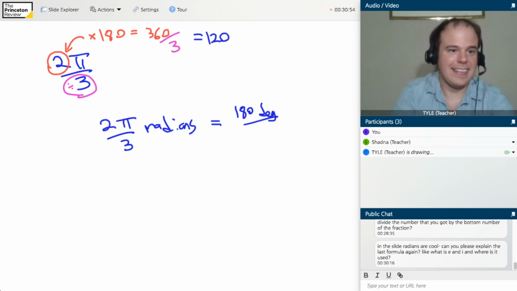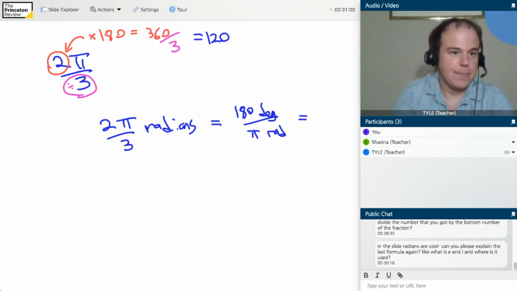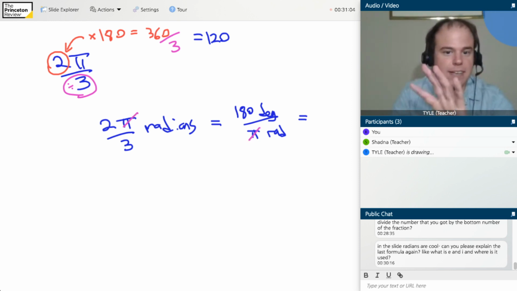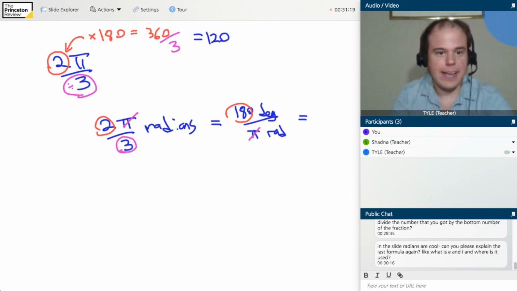There we go. Pi radians. And notice that this works out the same way because in both cases we get rid of the pi. In one case we just kind of dropped it, and in the other case we're explicitly dividing by it. And then we are multiplying the 2 by the 180, right, in both cases, and dividing by the 3. So they work the same way.